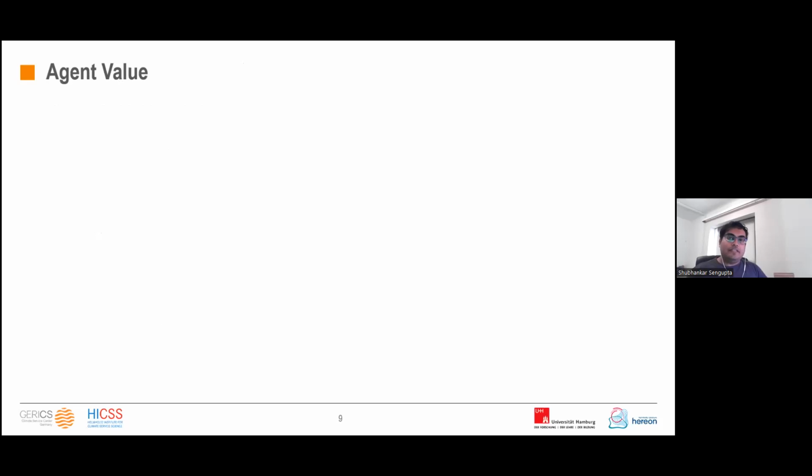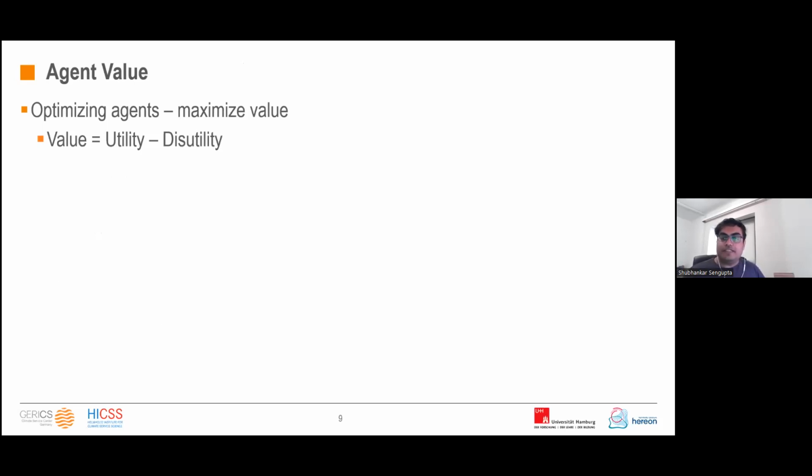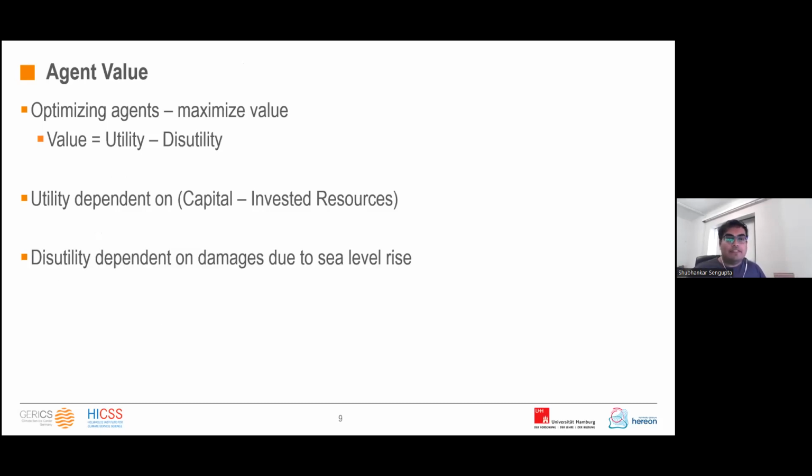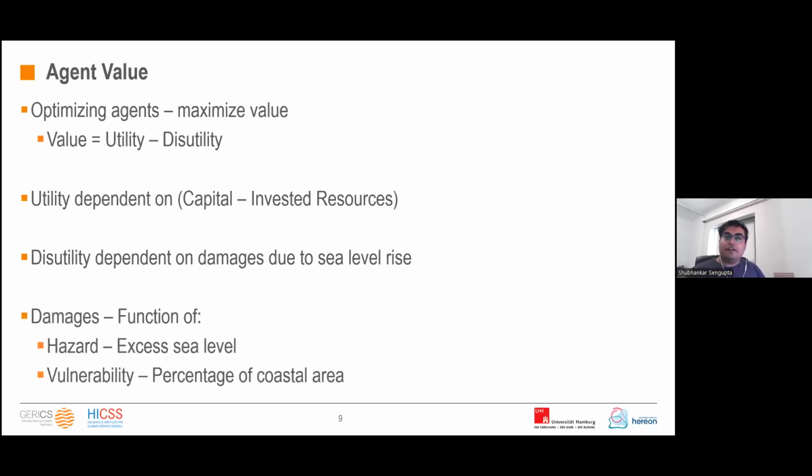So it selects these 2 control variables that result in the maximum value. So it is an optimizing agent. The value is the balance between the agent's utility and negative utility, or disutility in this case. The positive term comes from the amount of resources consumed. So that's the capital remaining after investments have been allocated. And the negative term comes from the damages sustained by the city. Going by the common definition of risk, it's a function of hazard times vulnerability. So the former is the excess sea level over the minimum threshold height mentioned earlier, and the latter is the vulnerable coastal fraction of the city territory.